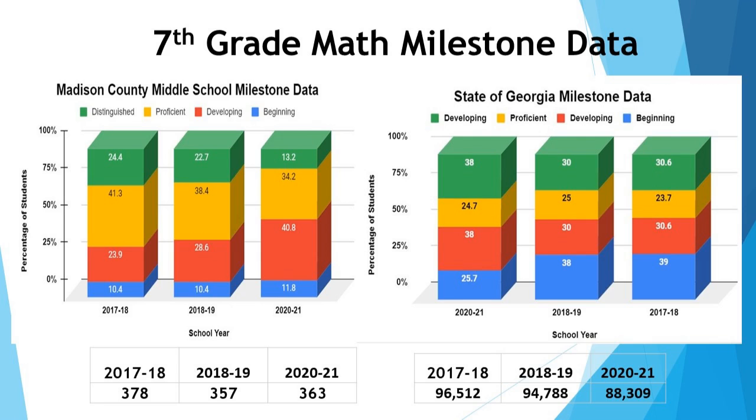Overall, we can see MCMS has less students struggling, but more students not showing mastery of the content standards. We need to strategize and focus on the content standards that students are struggling with the most. More rigorous instructional practices need to be implemented, and more strategies need to be applied to help remedy the lack of students reaching the proficient and distinguished levels of achievement.